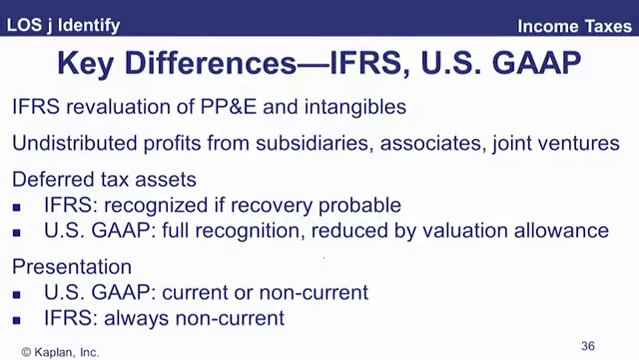Now, our last little LOS here asks us to identify the key differences between IFRS and US GAAP. Well, under IFRS, of course, we can revalue our PP&E and intangibles. Now, when we revalue PP&E and intangibles, the unrealized gain goes direct to equity. Of course, this also changes the carrying value of the asset. So does it have an impact on the deferred tax liability?